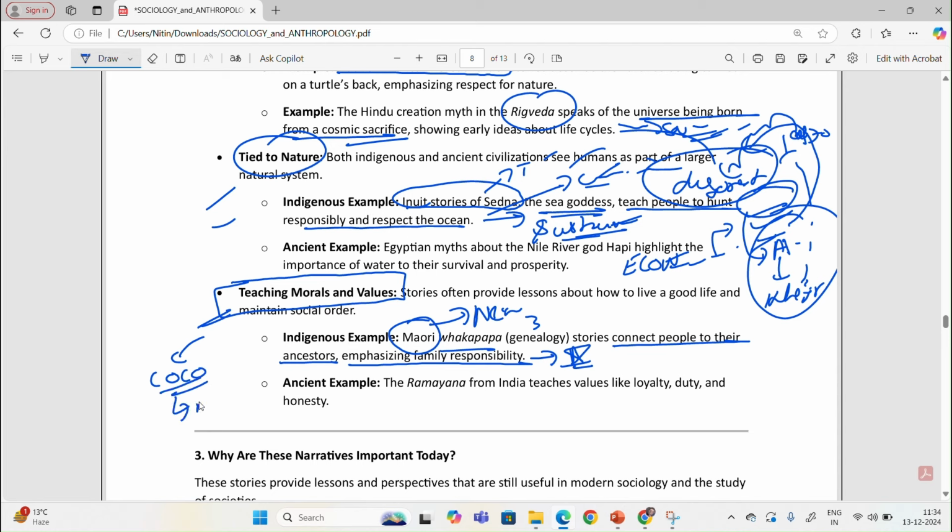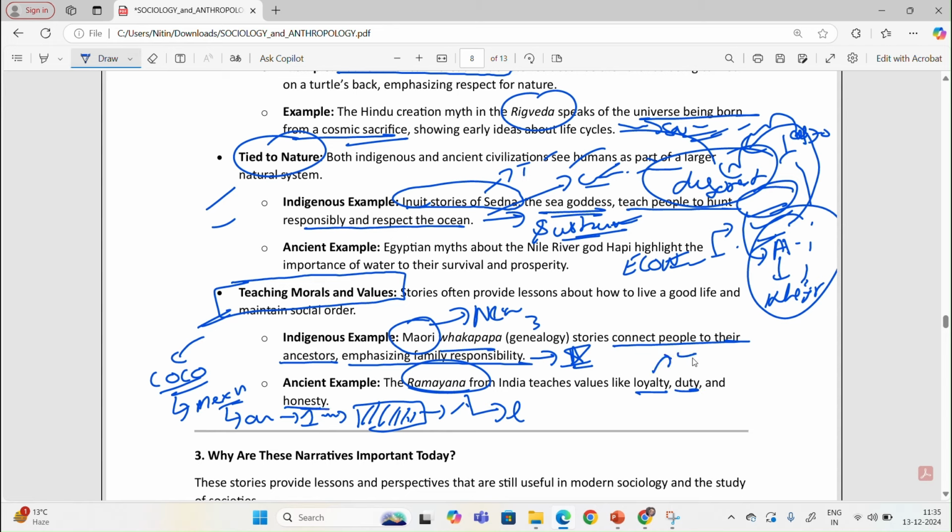So they teach how Mexican culture focuses upon remembering your ancestors once a year, every year, so that they are calm and are in peace in the heavenly abode as well. Something like that. Or an ancient example, for example, Ramayana teaches a lot to us about loyalty, duty, and honesty.